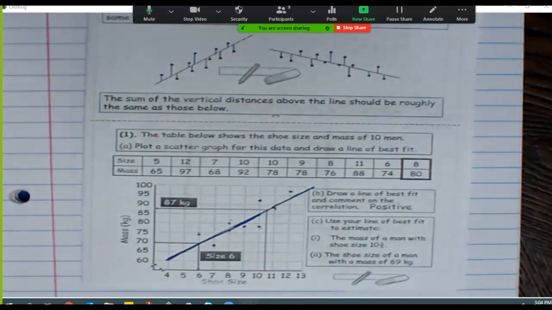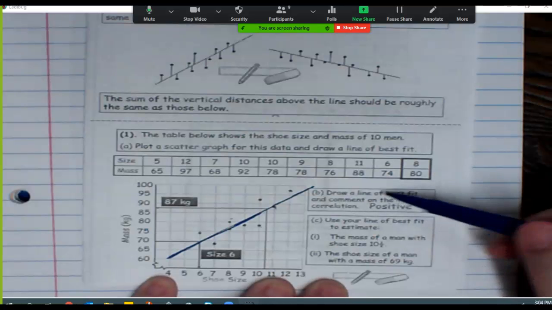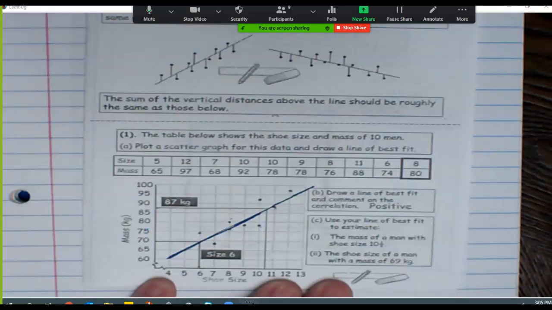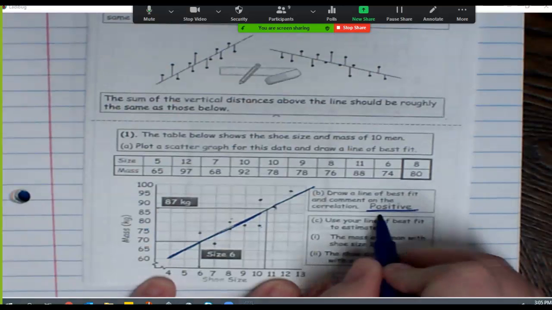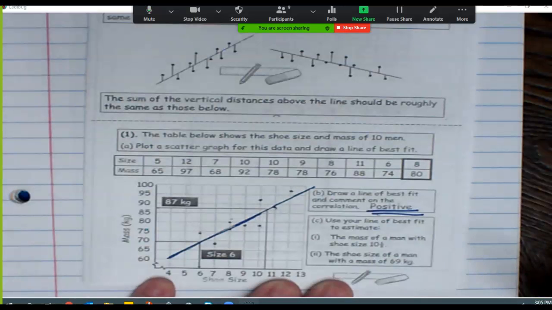All right, so now we can go back and continue on. Question B says, draw the line of best fit, well we did, and comment on the correlation. The correlation is positive because the slope of that line is positive. So it has a positive correlation, or positive association.